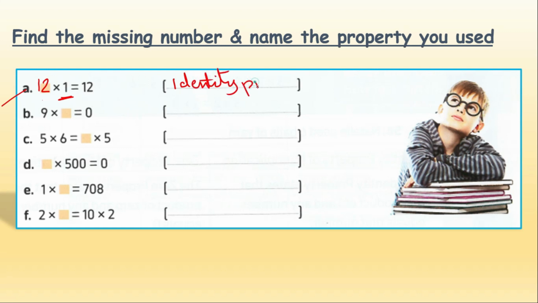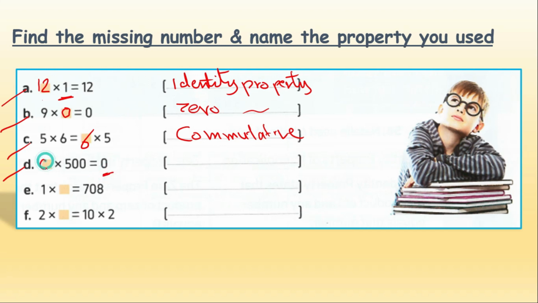Okay, next one: 9 times what equals 0? Multiplying by 0 gets 0. So here we say zero property. Next one, 5 times 6, the same as 6 times 5, and the property is commutative. Next one: which number times 500 gets 0? Multiplying by 0, so it will be the zero property.